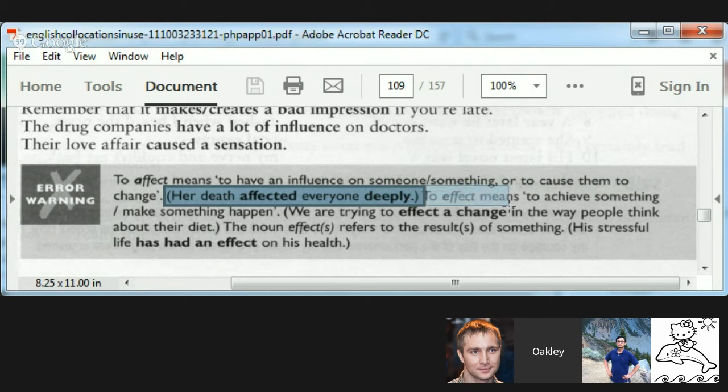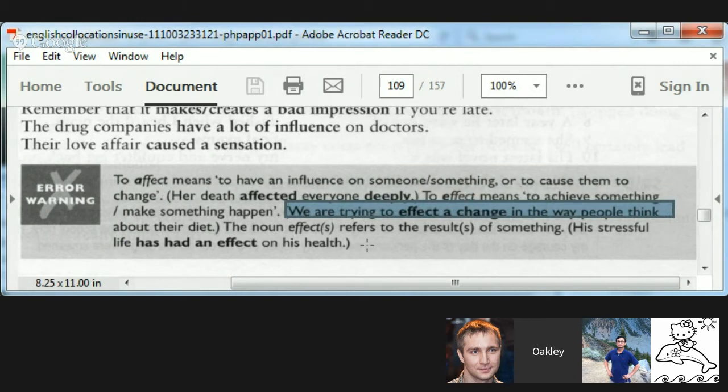To effect means to achieve something or make something happen. We're trying to effect a change in the way people think about their diet. Okay, so here's the thing. In reality, you could say her death effected, with an E, everyone deeply. In a lot of cases, it would be okay to use an E, effect, because you're making something happen. Okay.